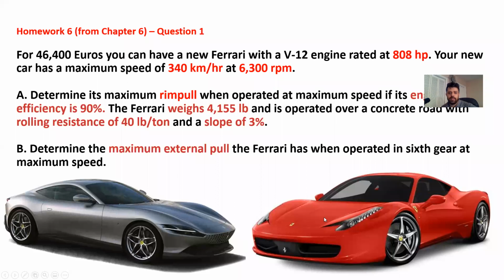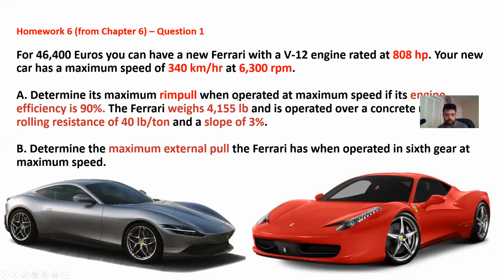You're talking about these Ferrari, super nice vehicles. The price at that time was almost 46,000 euros. It's a V12 engine, okay? And it's rated at 808 horsepower. So this horsepower is needed when we are finding the rim pull. Your new car has a maximum speed. This is also needed when we are considering the rim pull, and this is RPM. This is also required for rim pull. So having these three, we could have the rim pull.